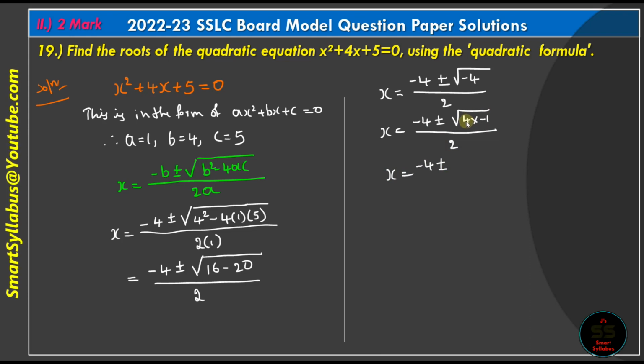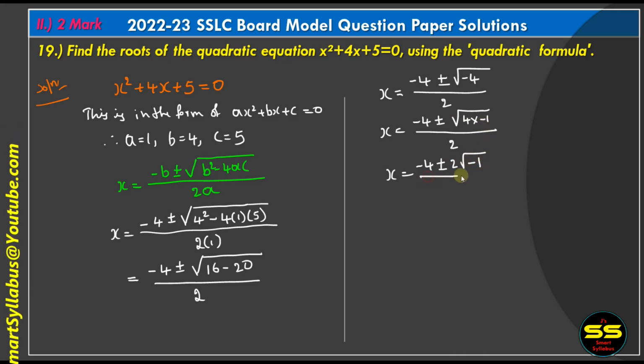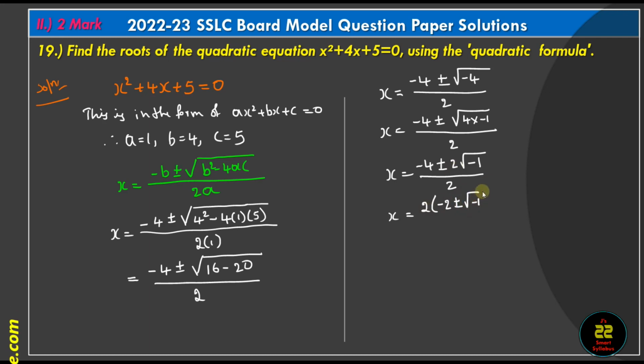Then x is equal to minus 4 plus or minus square root of 4 into minus 1. Now we know the value of square root of 4, so we can write 2 outside. But in the square root, do not forget to write this minus 1, upon 2. Now, can we take anything common here? Yes, of course, we can take 2 common. So x is equal to 2 times, minus 2 plus or minus square root of minus 1, upon 2 as it is. Why have we taken 2 common here? You can see clearly now, so that we can cancel both.